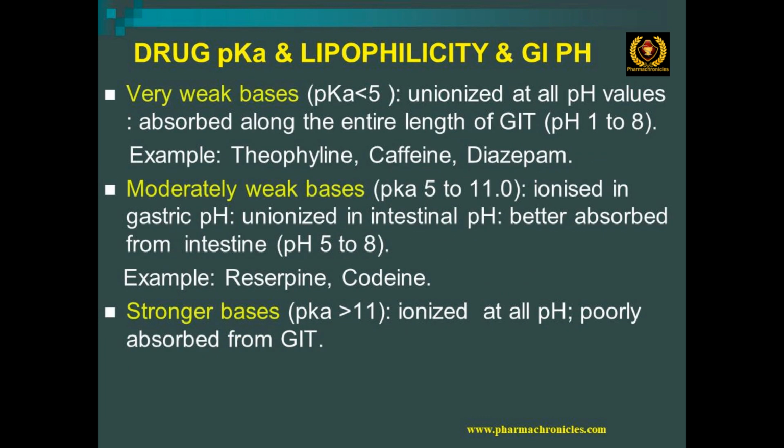Drug pKa and lipophilicity and GI pH. Very weak bases, pKa below 5, are unionized at all pH values and absorbed along the entire length of the GIT, pH 1 to 8. Examples: theophylline, caffeine, diazepam. Moderately weak bases, pKa 5 to 11, are ionized in gastric pH and unionized in intestinal pH, so better absorbed from the intestine, pH 5 to 8. Examples: reserpine, codeine. Stronger bases, pKa greater than 11, are ionized at all pH and poorly absorbed from the GIT.